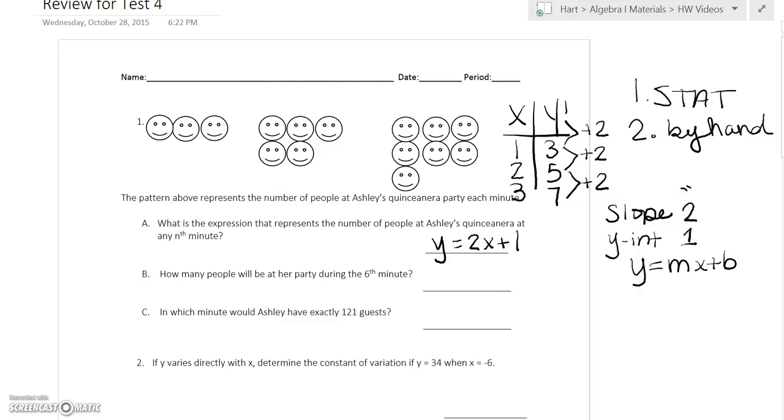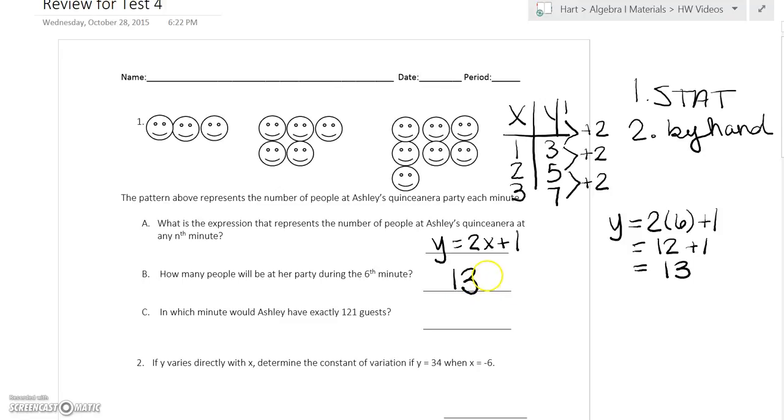Alright, next it says, how many people will be at her party during the 6th minute? So once again, you could use your calculator and go to y equals and do second graph to figure that out. Or, since I don't have a calculator on here, you can plug in 6. So x is the number of minutes, so instead of x, I'm going to put 6. So 2 times 6 gives you 12, and then you add 1, and you would get 13. So 13 people.